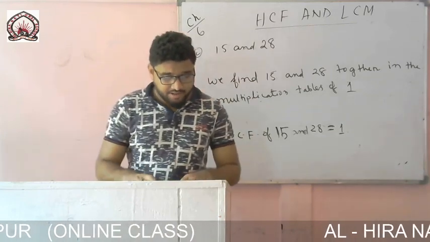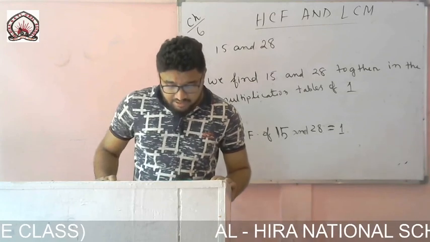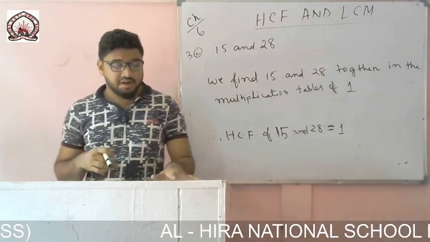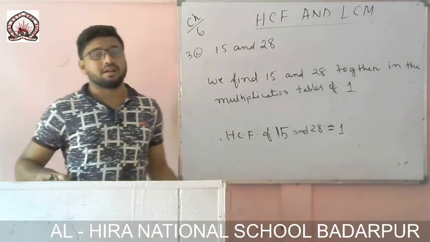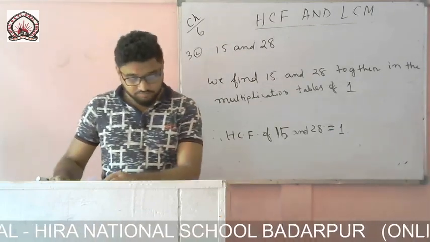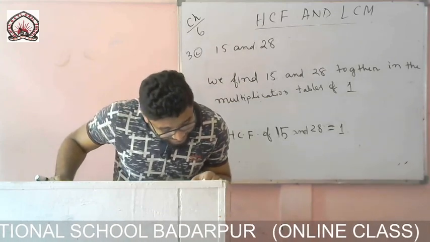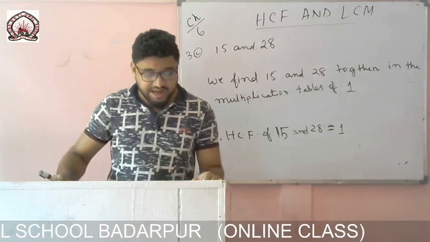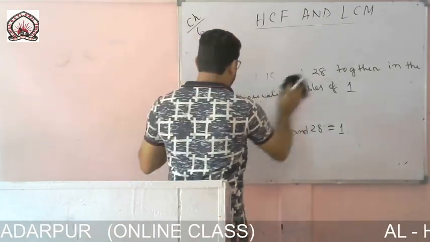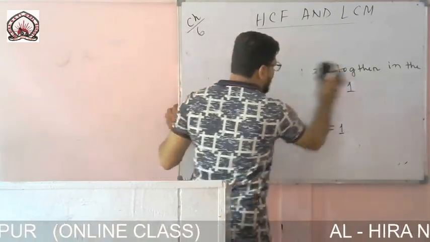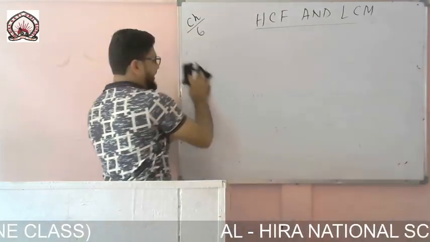Now come to question number 4. Find the HCF of the numbers by finding factors. The numbers are 6 and 9. By finding factors, that means by the prime factorization method we shall find.